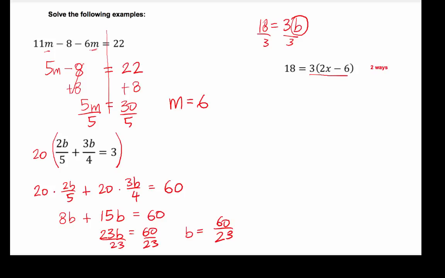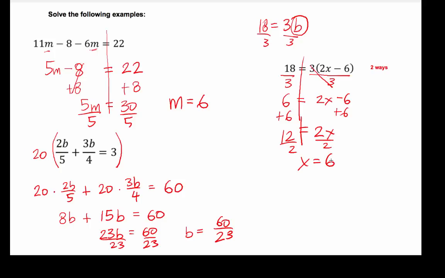So what I could do is divide both sides of my equation by 3 right from the get-go, and that gets rid of the 3's here. Essentially, it leaves 2x minus 6, that quantity. And once I don't have this coefficient of 3 here, I can eliminate the parentheses. 18 divided by 3 is 6. Add 6 to both sides. I get 12 on the left. I have 2x on the right. Divide by 2. X equals 6. Okay, so that's a little trick here.